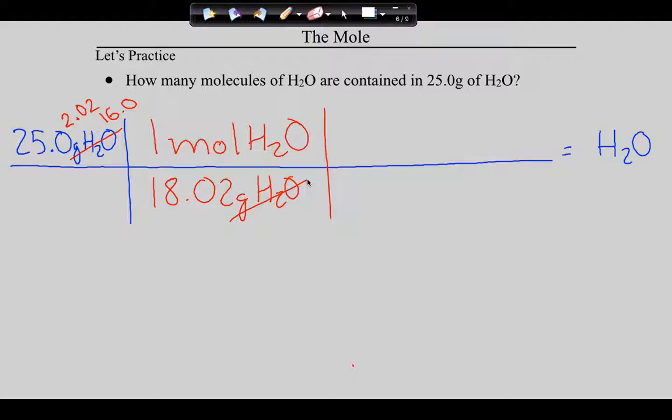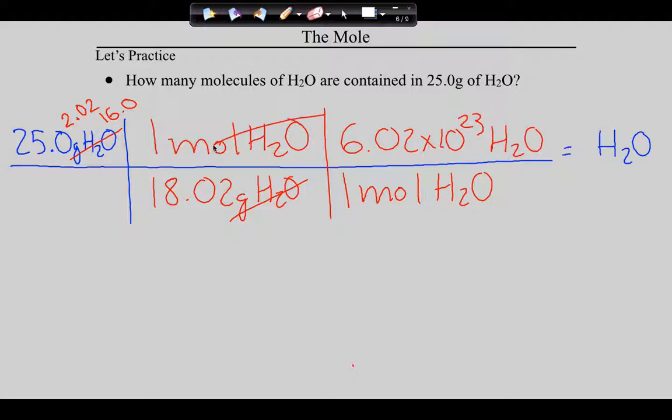Now, Avogadro's number says this. Watch my hands. 602 septillion is 1 mole. That's true. 602 septillion is 1 mole. Which one goes on the bottom, the 602 septillion or the 1 mole? The 1 mole. So guys, 1 mole of water is 602 septillion water molecules. Now moles cancel, and now we're done.